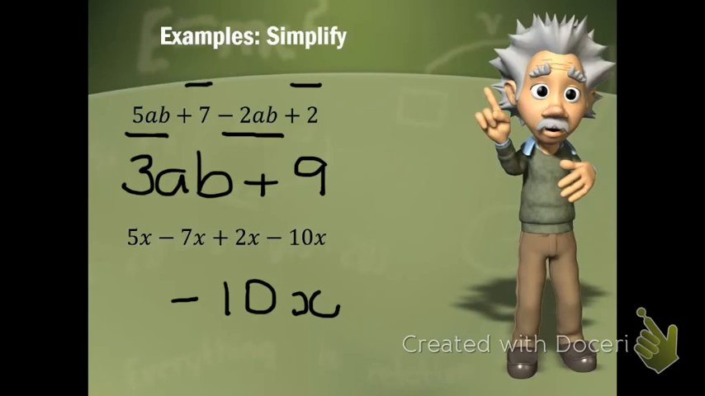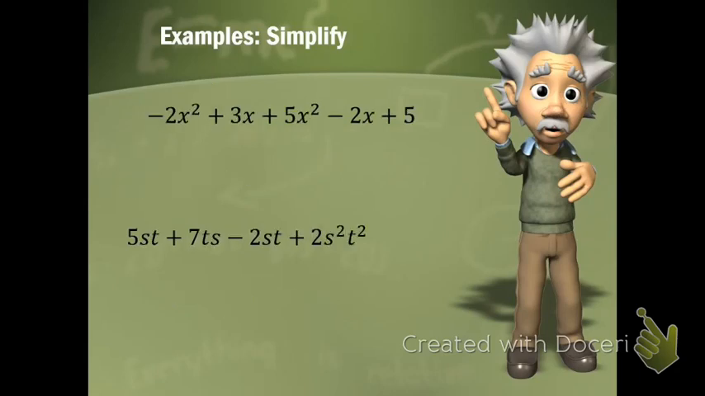Let's have a look at a little bit harder examples. I have negative 2x squared plus 3x plus 5x squared minus 2x plus 5. We need to determine which ones are the like terms before we start. So looking at the pronumerals, I have negative 2x squared, and if I look further down, 3x is not the same, but 5x squared is. Negative 2x is not, and 5 is not. So I have two of the same there.